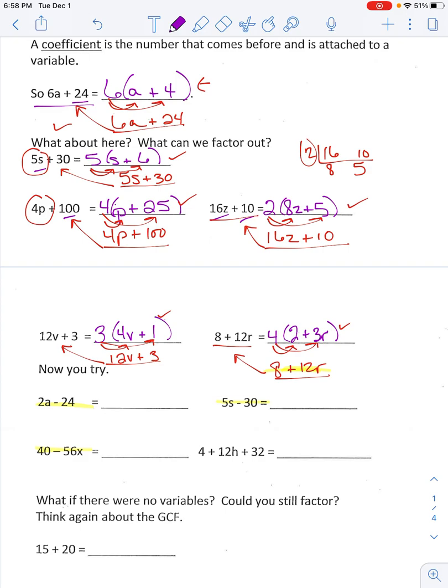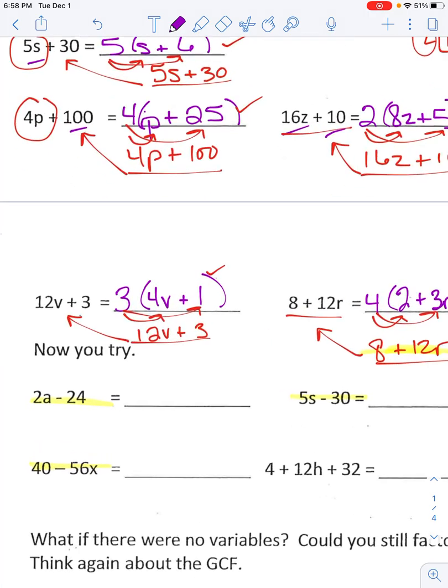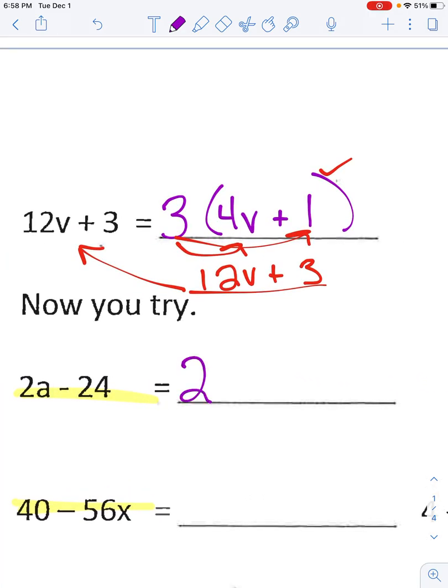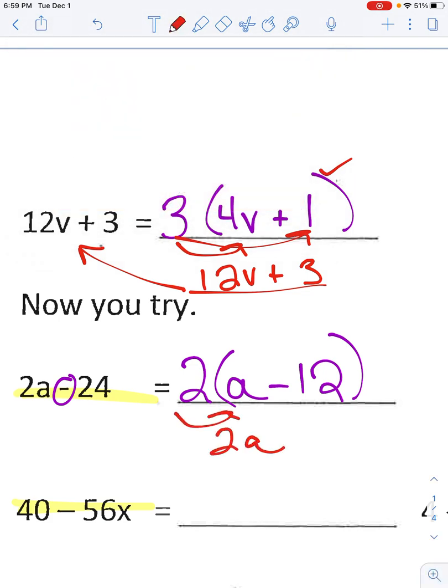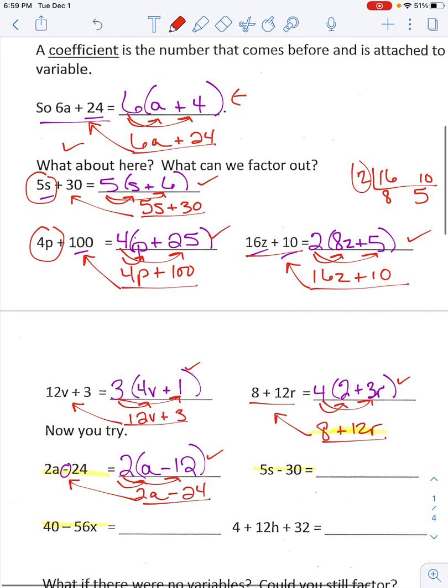Okay, the next one, 2a minus 24. The greatest factor that they share is a 2. So left inside, 2 divided by 2 is 1a. This is a minus sign now. 24 divided by 2 is 12. Now, let's double check our work. 2 times a is 2a. 2 times a negative 12 is a negative 24. That matches the original expression, so my factoring is correct.